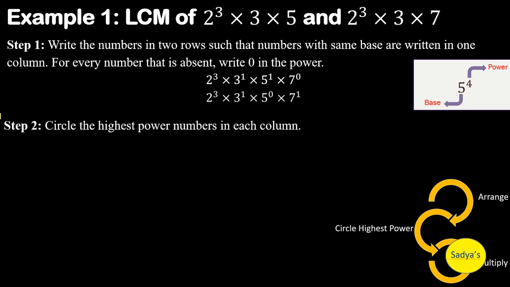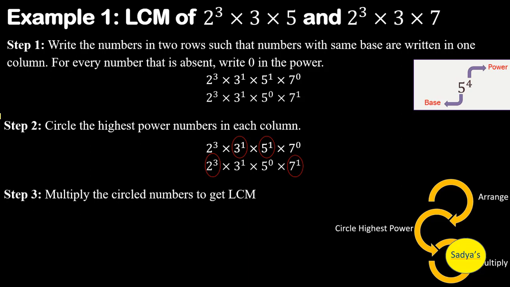Second step is we circle the highest power numbers in each column. If we look at base 2, both numbers have same power, so we circle any one of these. In base 3, again both numbers have same power, so we circle any one of these. In base 5, the highest power is 5 raised to the power 1, so we circle it. And in base 7, 7 raised to the power 1 is higher power, so we circle it.